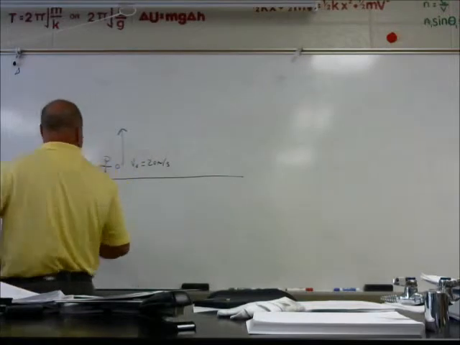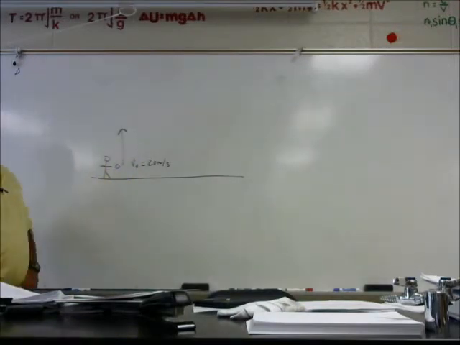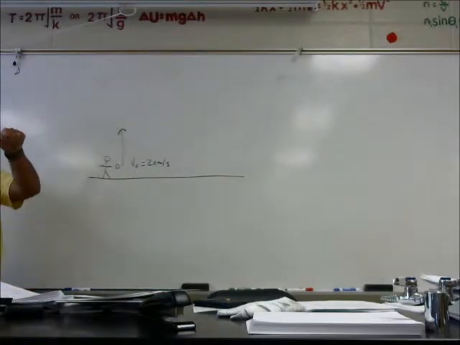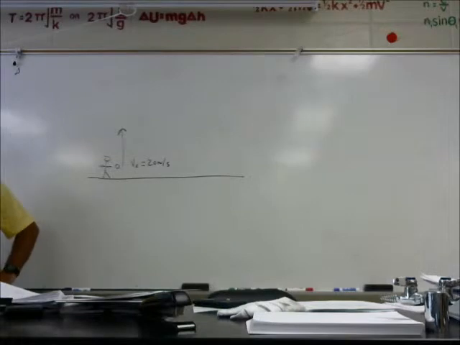So what's going to happen to the baseball when I throw it into the air at 20 meters per second? Sam? It's going to decelerate. It's going to slow down or decelerate. And eventually what's going to happen to it? Turn around and come back the other way. Okay? Before it turns around and comes back the other way, it's going to stop.